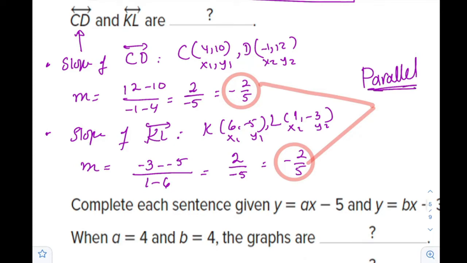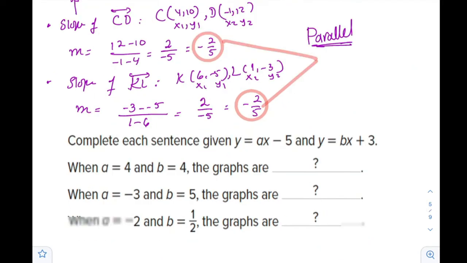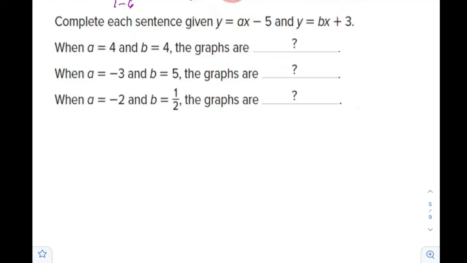Parallel lines. Now let's move to the second one. Complete each sentence given y equals ax minus 5, y equals bx plus 3 for different values of a and b. So before we start, we need to determine what is a, what is b here. A here is the slope of the first line. B is the slope of the second line. So we are comparing the slopes.